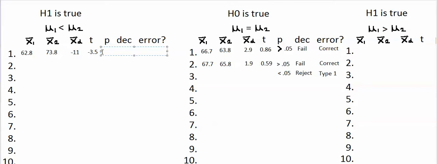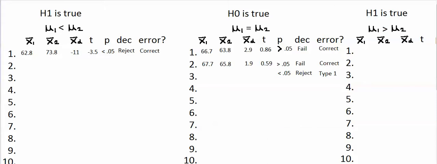Well, first, if it's in the rejection region, if it reached the critical value, p is below 0.05, and the decision is to reject. And if H1 is true, then rejecting the null is correct. If you reject H0, that's the right decision. So it's actually a correct decision because we're rejecting H0 in favor of H1, and that's the right decision about the populations.